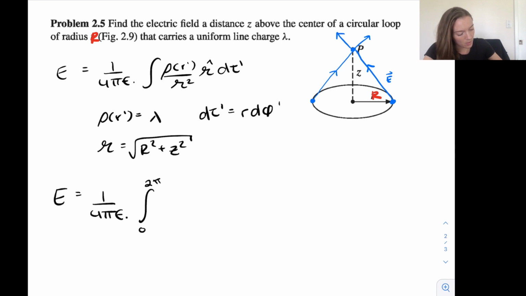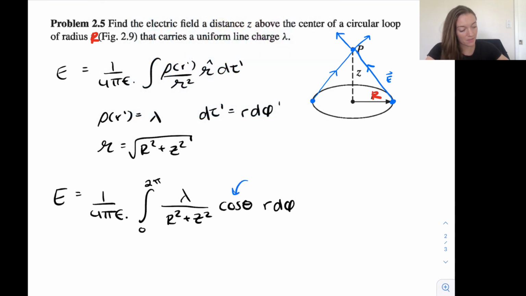Our rho is lambda, and our fancy r squared is just this. Then we're integrating, we're going to have a cosine theta again, and then we have an r d phi. And so our cosine theta is exactly what we found in our previous problem. It's going to be z over r squared plus z squared. So it's just going to be adjacent over hypotenuse.